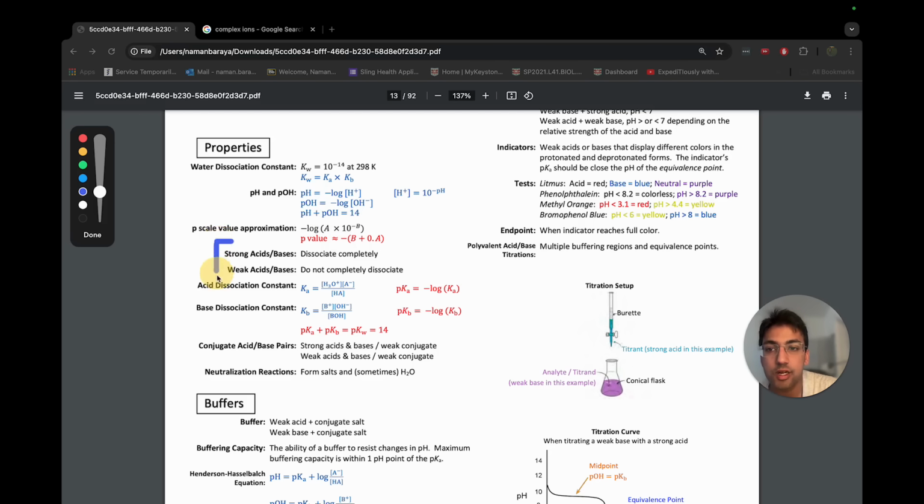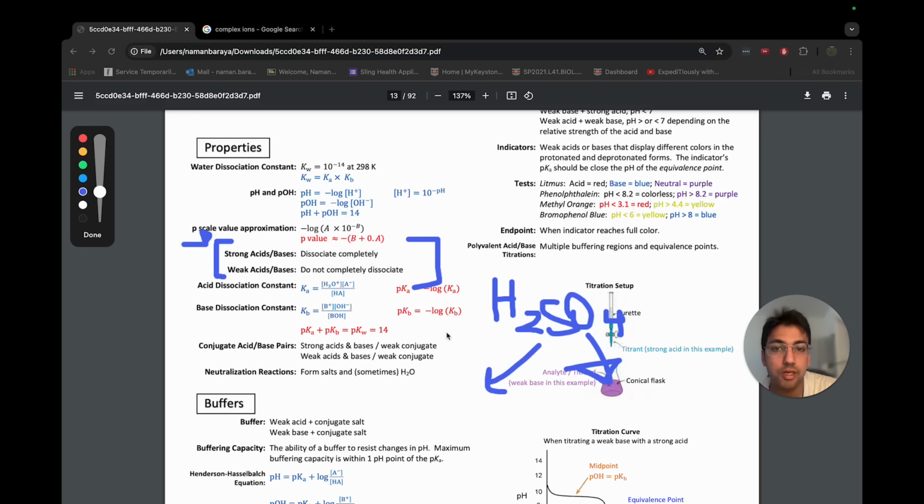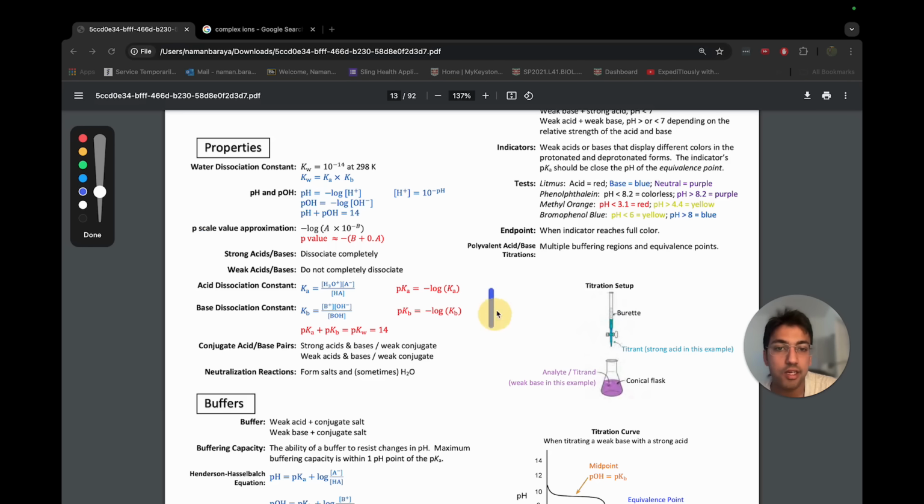Okay, there's strong acids and strong bases, and then weak acids and weak bases. It's very important to know the difference here. Strong acid, like H2SO4, right? If I put this in water, it's immediately going to dissociate into the H plus and HSO4 minus. Or like HCl, right? HCl is immediately going to dissociate. You won't see any HCl in water. It'll always dissociate immediately. Weak acids and weak bases don't completely dissociate, so there's still some of that compound left over.